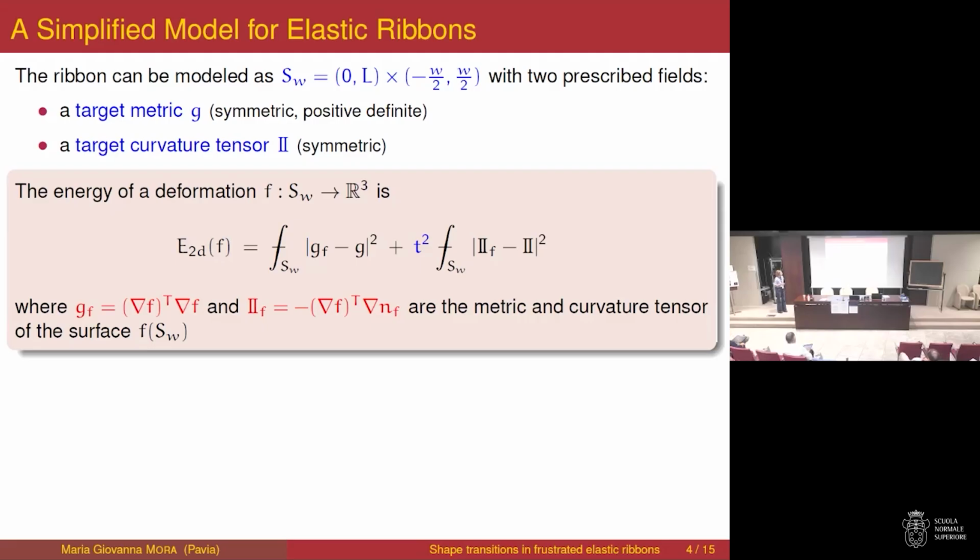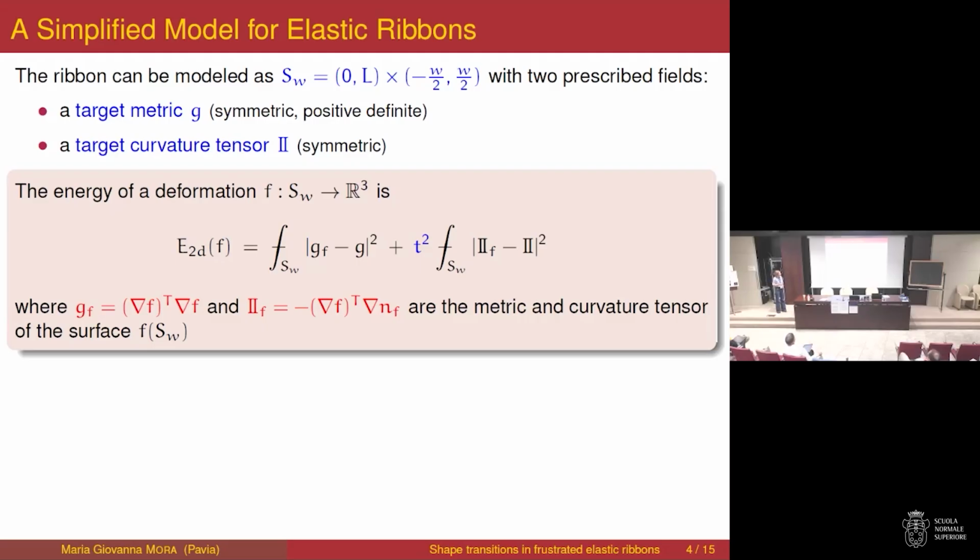So it's the sum of a stretching term and of a bending term. The stretching term measures the distance between the target metric and the metric produced by the deformation. So that is the first fundamental form. While the bending term measures the distance between the target curvature tensor and the curvature tensor produced by the deformation, so the second fundamental form. So here, when you see this notation, I always mean the averaged integral. So I always divide the integral by the measure of the domain of integration.